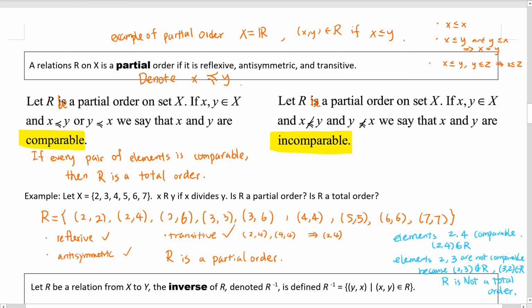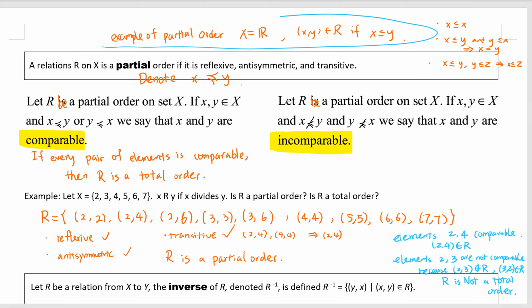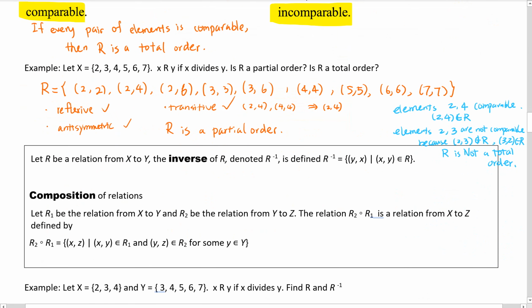However, the ordering of elements that we mentioned before is a total order. Yes, the ordering on the real number line is a total order, because pick any two numbers on the real line, we know we can compare which one is smaller, right? Okay, let's continue.